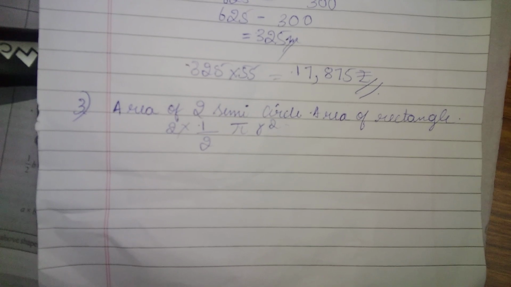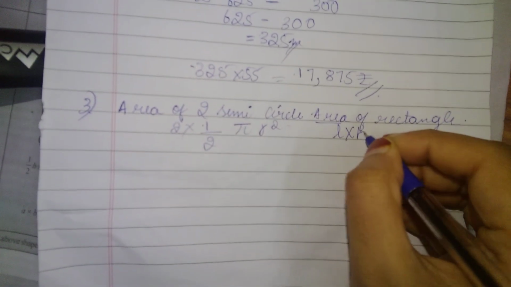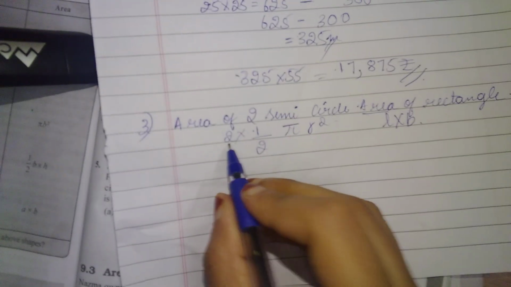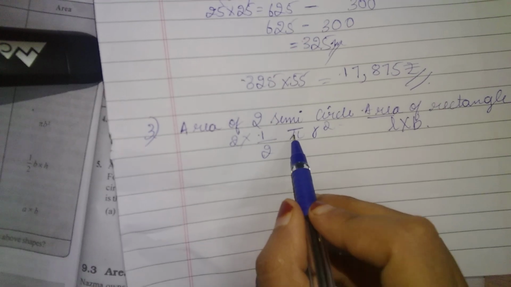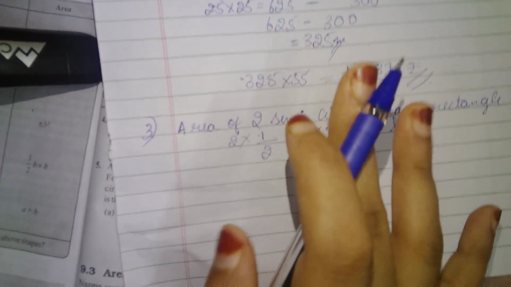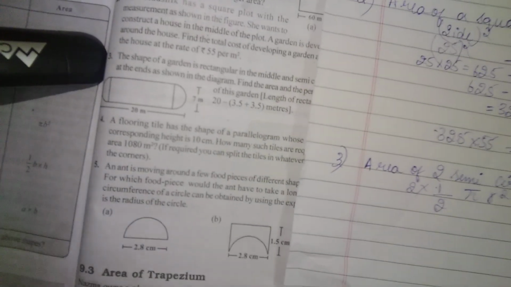Now what is the formula of area of rectangle? Area of rectangle is length into breadth, right? Now we'll see. 2 into 1 by 2 pi r square. The value of pi is 22 by 7, we all know that. But the radius you don't know. You didn't get the radius.